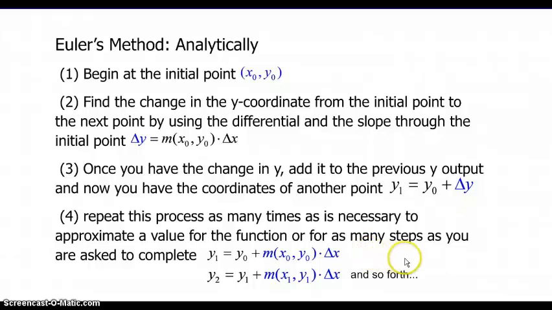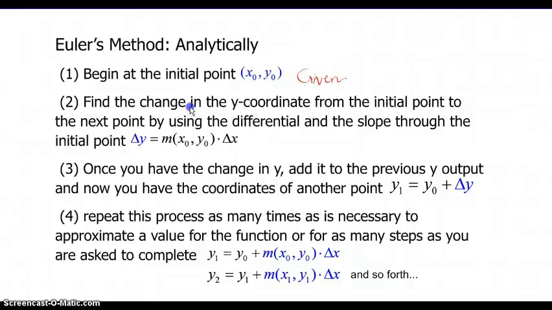So here is a step-by-step process. You know I'm a process teacher. Here's the step-by-step process of how to get through Euler's method analytically. You're going to begin at the initial point x naught, y naught. It's going to be given to you. This will be given in the problem. You don't have to look it up. We know the initial condition.